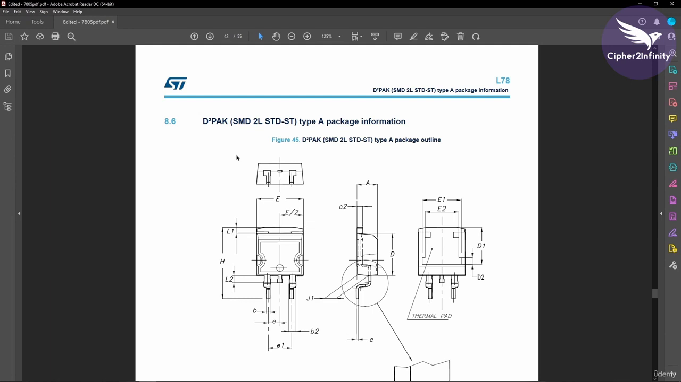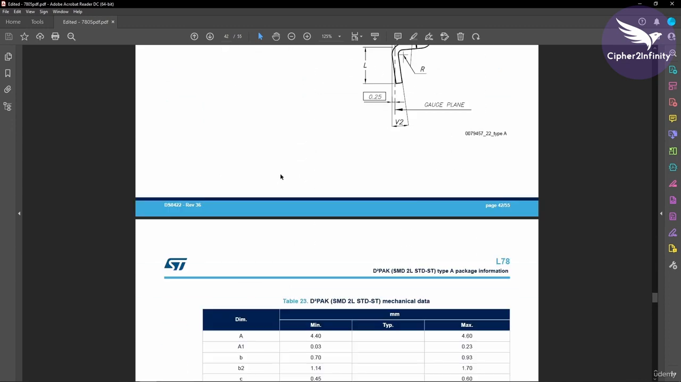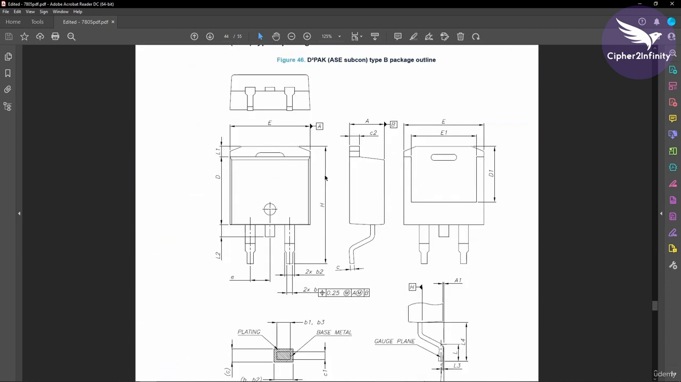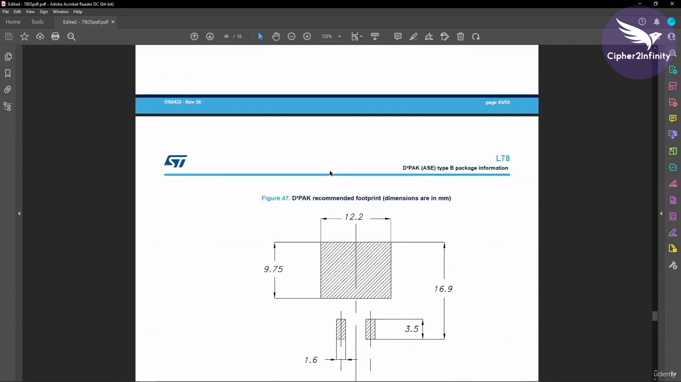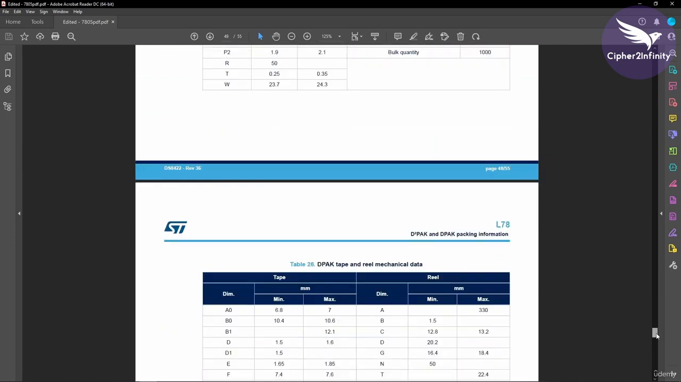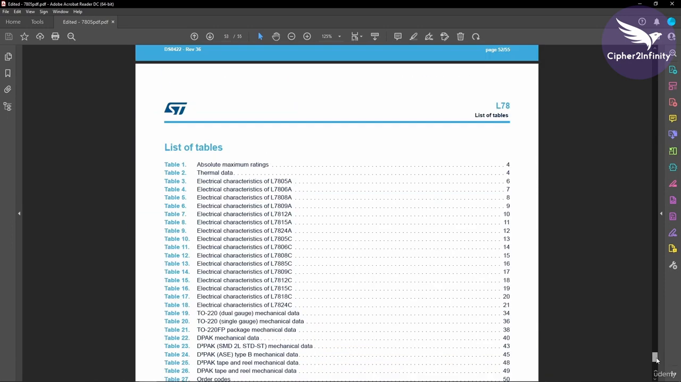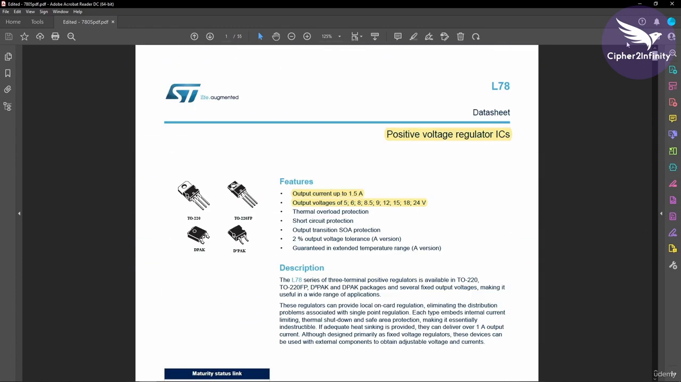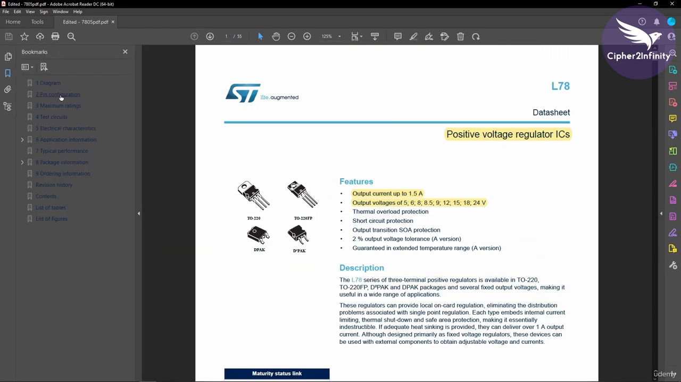So now let's go ahead. In the same way, they have given the package related information for the D2PAK package, and also the footprint related information for the same package. You have to refer to all this information, and you will see this package related information in the datasheets of all ICs. So that's all about the datasheet. I hope you got the structure of the datasheet. They have the diagram, pin configuration, then the absolute maximum ratings that we discussed, electrical characteristics, application information, typical performance graphs, then package related information and ordering information.